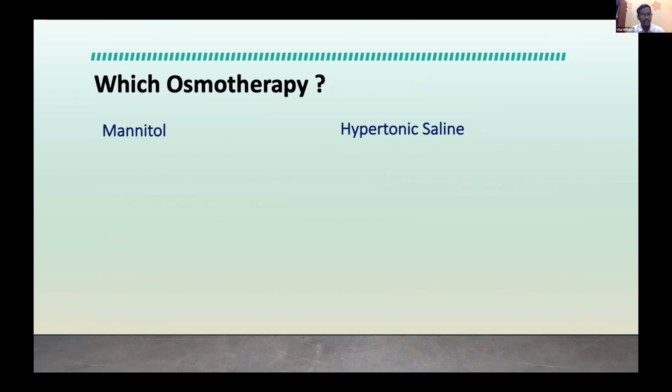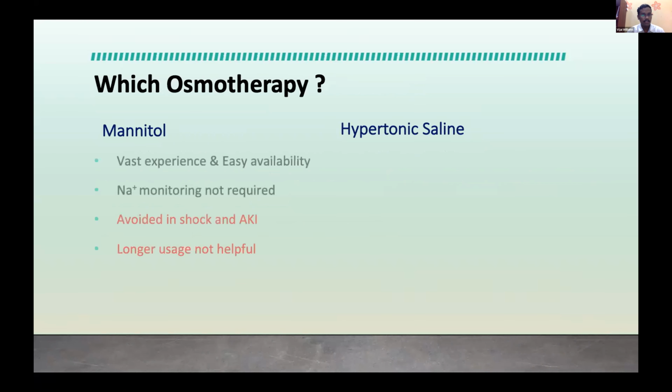In osmotherapy, there are two drugs which we commonly use, mannitol and hypertonic saline. Mannitol has a vast history and experience, and is easily available. However, it does cause hypotension and worsen acute kidney injury, and longer use may not be helpful, and it has to be given as a bolus and repeated over 4 to 6 hours.